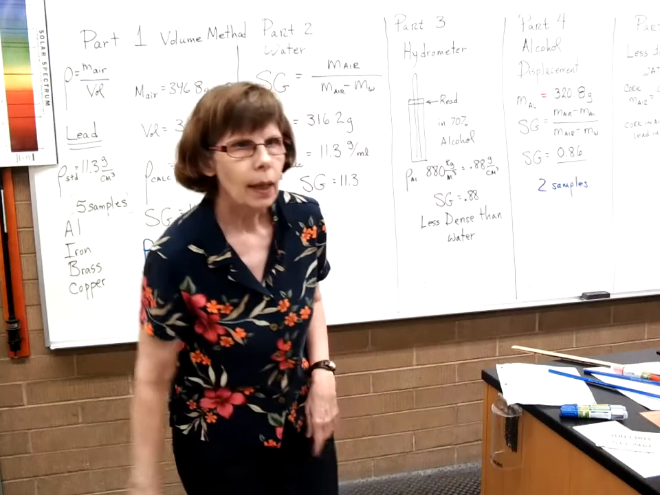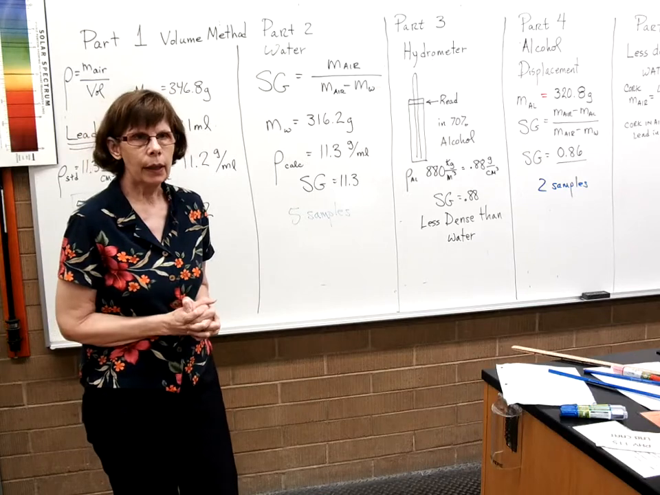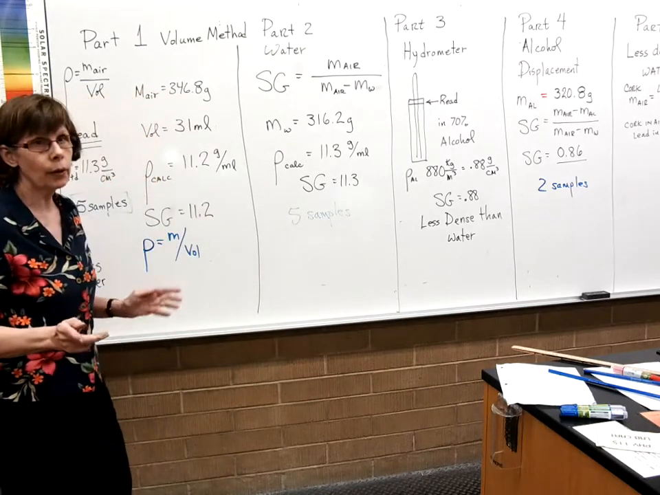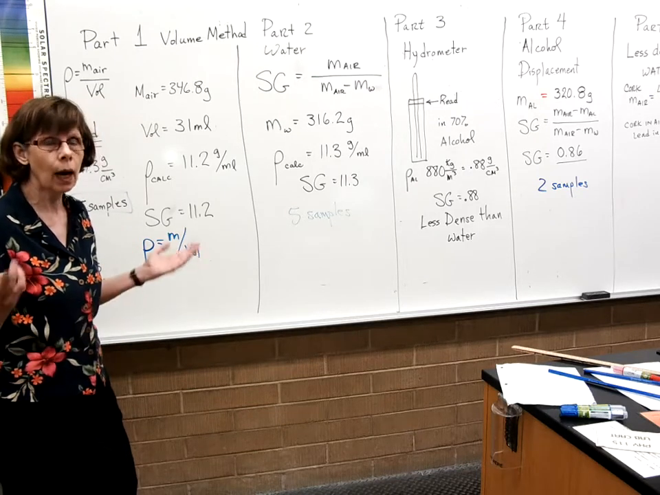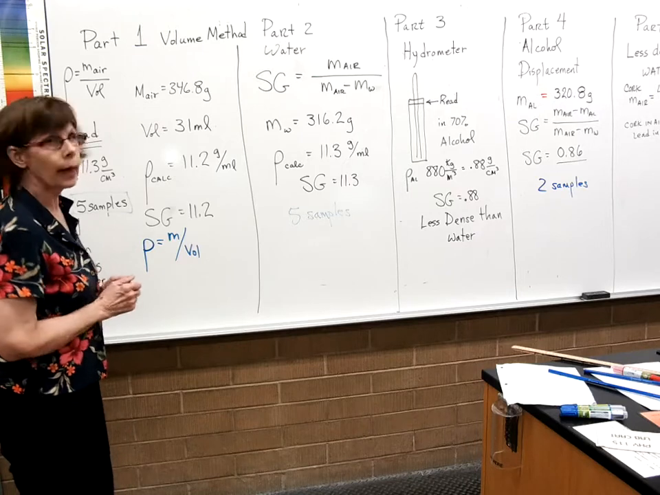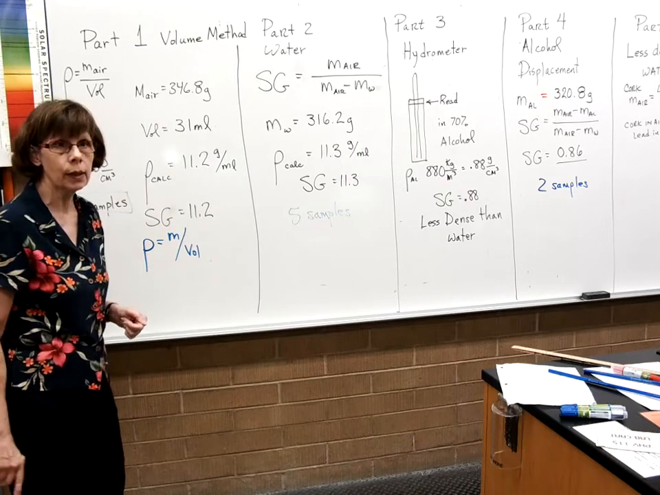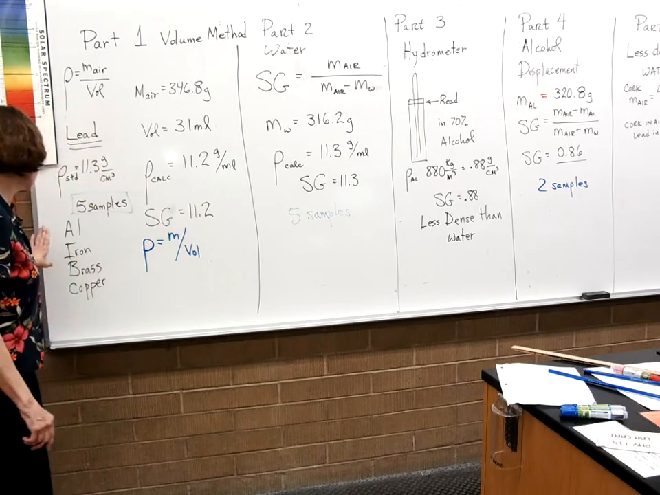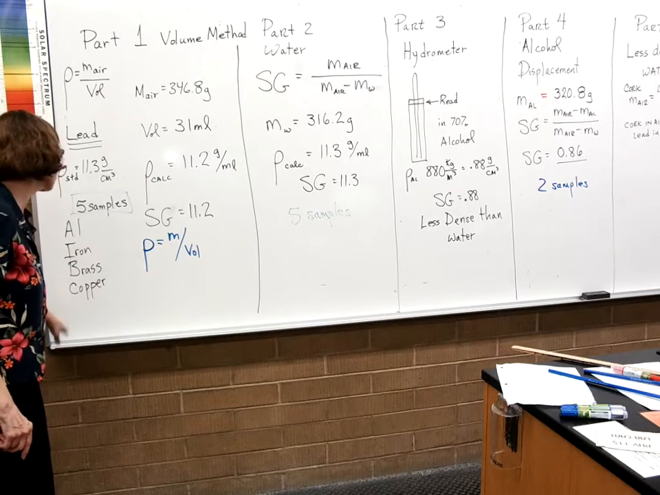Okay, I'm going to explain each part of what we did in lab. The first one was using the volume method. We measured the volume by water displacement, a la Archimedes. And the sample we're using throughout the 5 parts is lead. And you have 4 other samples you're going to need to be dealing with: aluminum, iron, brass, and copper.